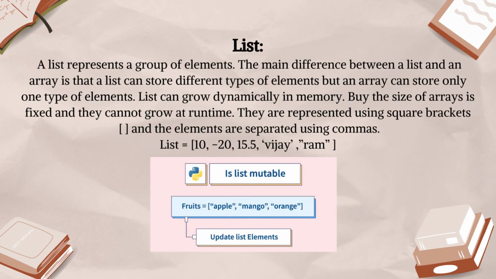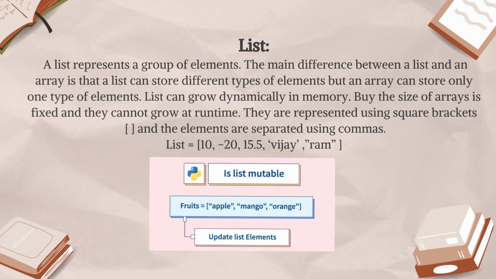List. A list represents a group of elements. The main difference between a list and an array is that a list can store different types of elements but an array can store only one type of element. A list can grow dynamically in memory. The size of arrays is fixed and they cannot grow at runtime. Lists are represented using square brackets, and the elements are separated using commas. Example: list = [10, -20, 15.5, 'Vijay', 'Ram'].